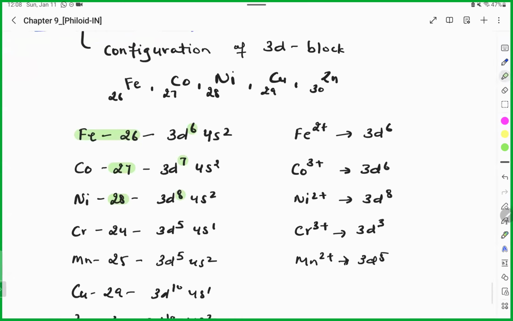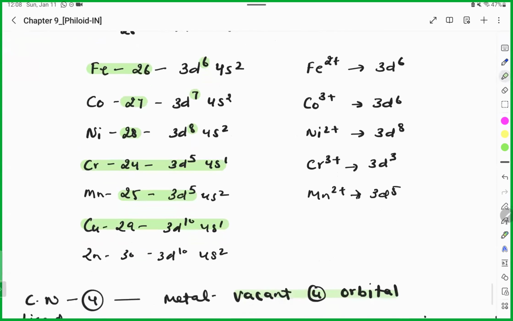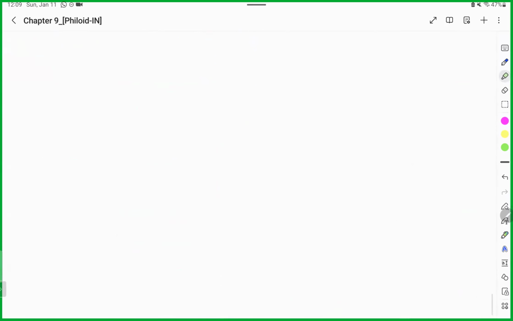Then chromium 24, this is a special case because of the half-filled stability. Manganese normal, 25, d5. Copper 29, this is again an exception. It should be 3d9 4s2, but fully filled is more stable. And zinc normal. And these are their most stable ions and their electronic configuration. So for this, you should know the complete 3d series.